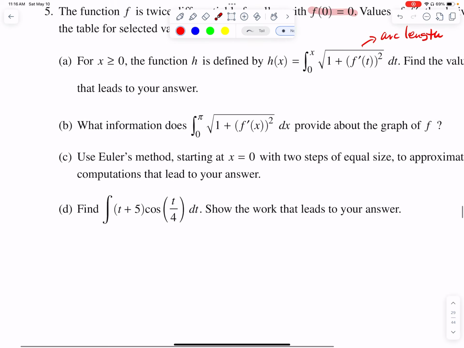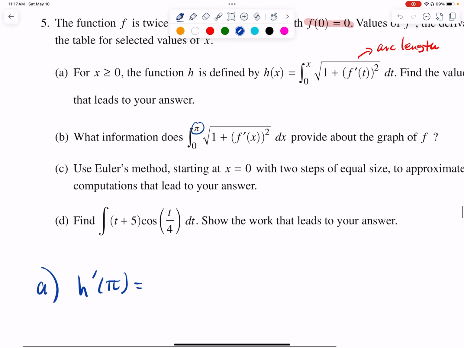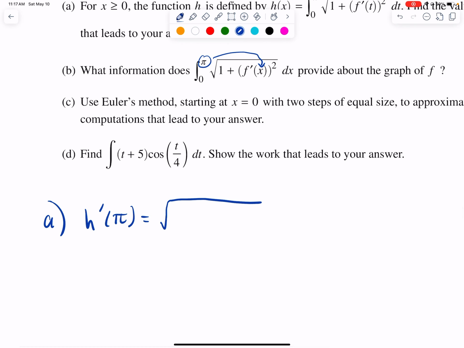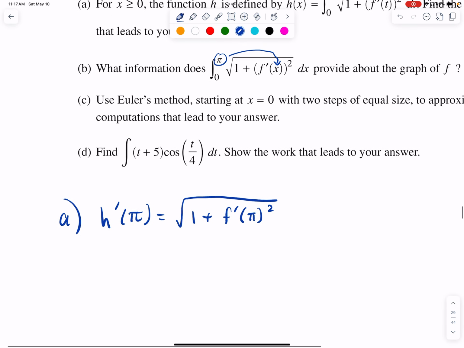I actually don't need all of that much space here. For answer A, I'm going to say h prime of, we wanted pi, right? Is equal to, and just FTC it. I'm just going to take this guy and chunk it right up in there. So square root, no antiderivative sign, no integral sign, 1 plus f prime of pi, and then square that guy. And there's no dt business. All of that stuff is gone.